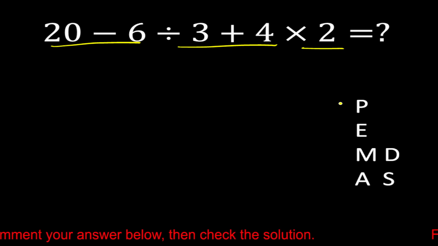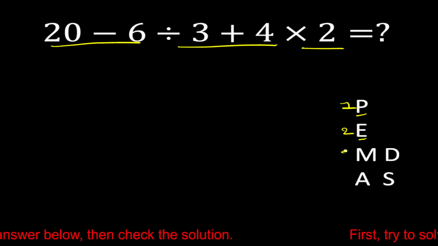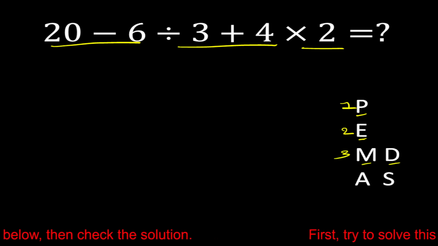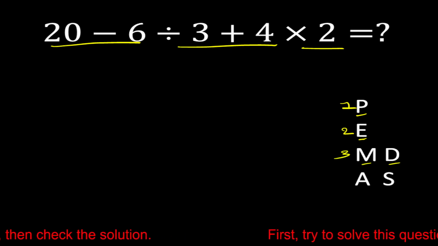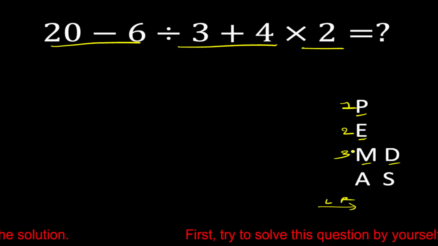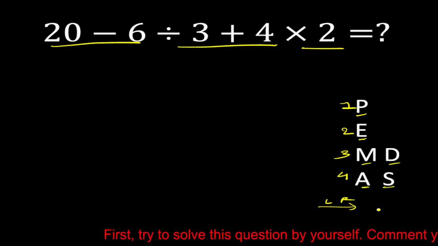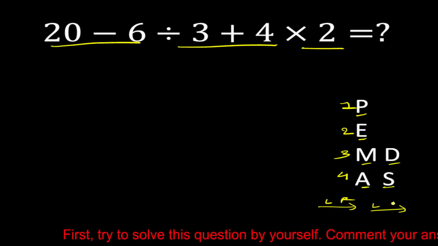So according to PEMDAS rule, first priority is parentheses, second priority is exponents, third priority is multiplication and division, and multiplication and division both have equal priority, so we have to solve it from left to right. Then fourth and last priority is addition and subtraction, and also both have equal priority, so we have to solve it from left to right.